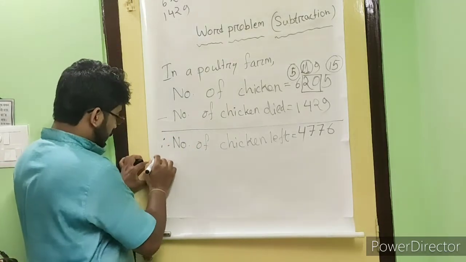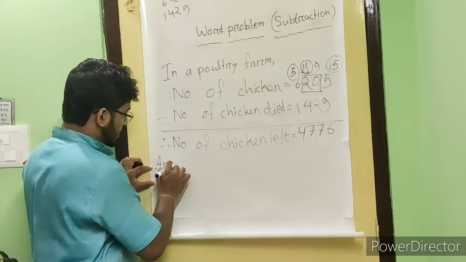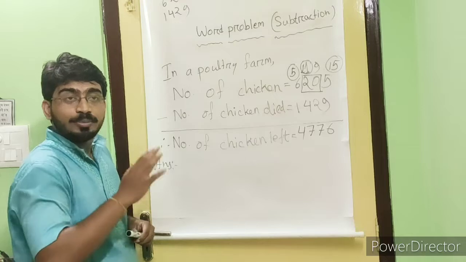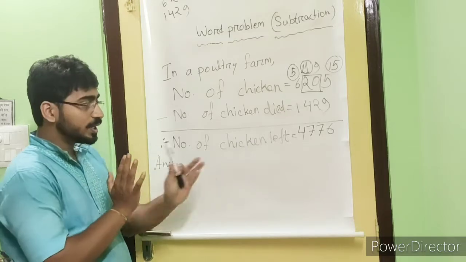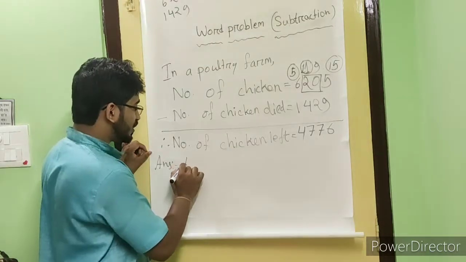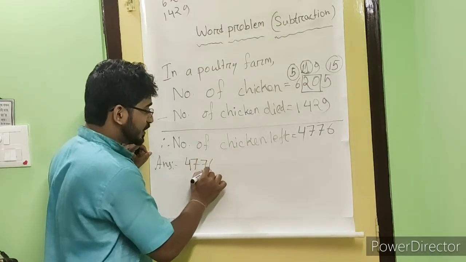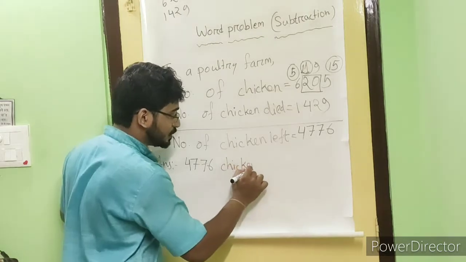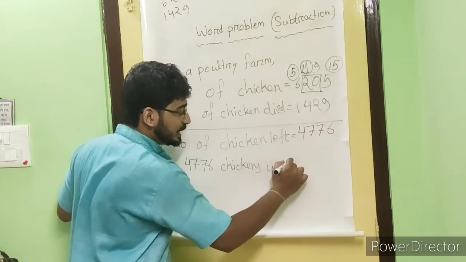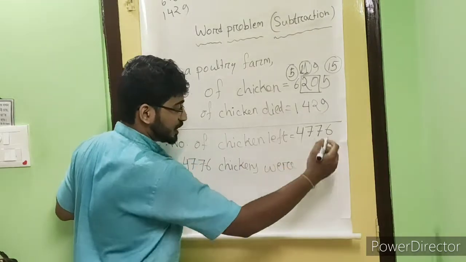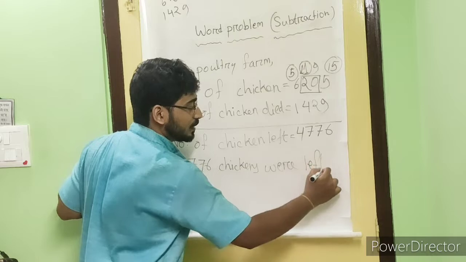So the answer লেখা আরো বেশি ইজি। How many chickens were left? We need to put the result in place of how many. How many এর জায়গাতে আমরা কি করব? রেজাল্ট লিখে দেব। 4776 chickens, বাকি যা আছে তা আমরা একদম কোশ্চেন থেকে হোক বই থেকে হোক দেখে লিখে নেব। chickens were left. Finished.